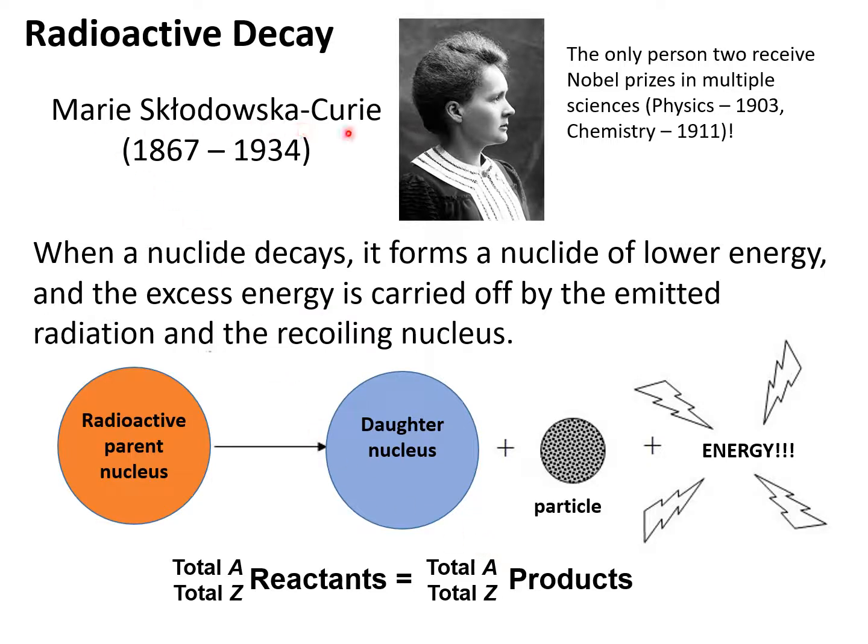Marie Curie was a Polish-born and naturalized French physicist and chemist who conducted pioneering research on radioactivity. She was awarded the 1903 Nobel Prize in Physics, which she shared with her husband Pierre Curie and Henri Becquerel, and the 1911 Nobel Prize in Chemistry. She is the only person who has ever received 2 Nobel Prizes in multiple sciences.